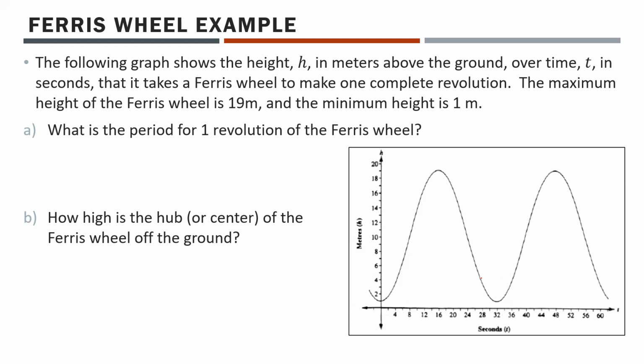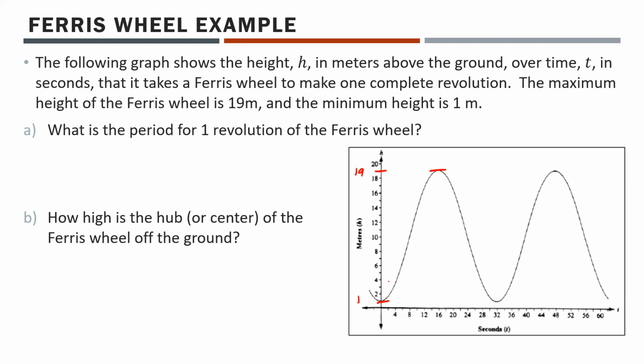So the maximum height of the Ferris wheel is 19 meters. That would be up here. That's 19 meters. And the minimum height is 1 meter. So it must be like the bottom chair or whatever is 1 meter off the ground when it comes around, right? So the first part of the question says, what is the period for 1 revolution of the Ferris wheel?